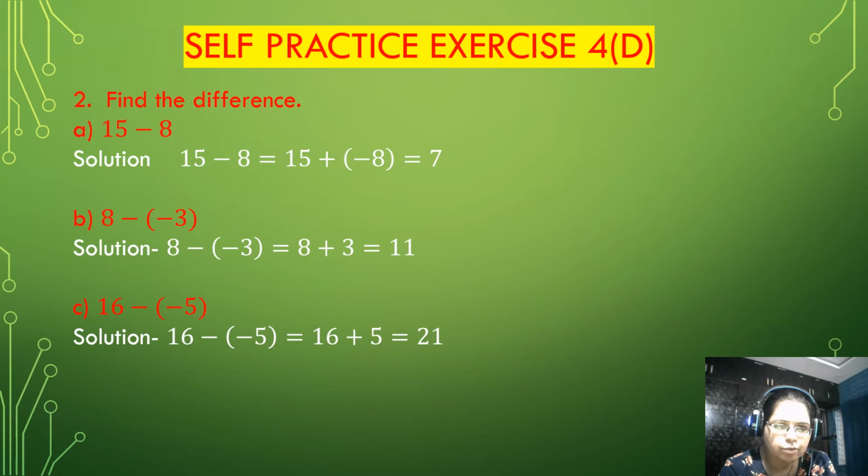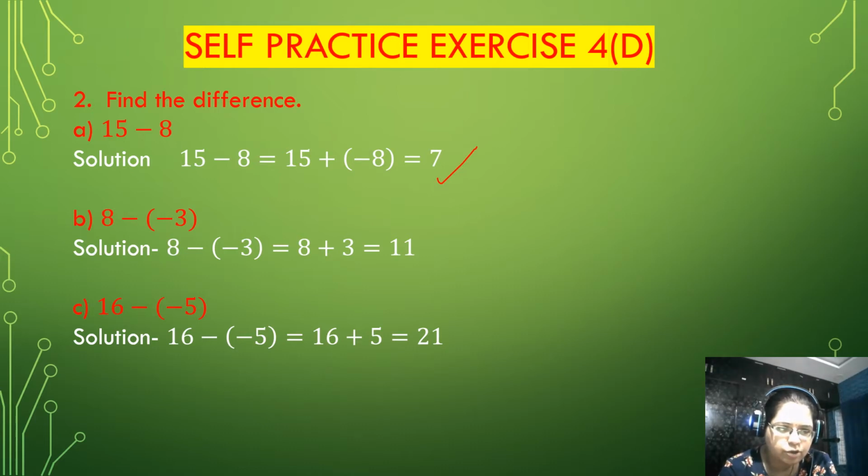Now we solve question number 2. Question number 2 is find the difference. First bit is 15 minus 8. 15 minus 8 equal to 15 plus of minus 8. 15 minus 8 is subtract 8 from 15, we get 7. As 8 plus 7 equal to 15.